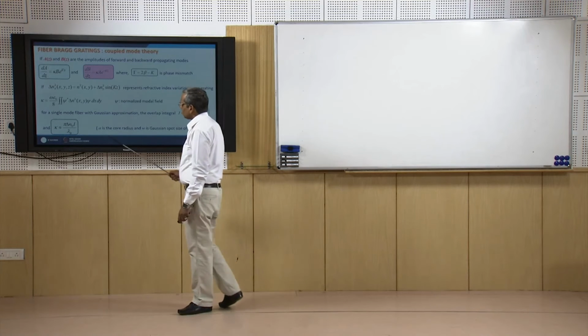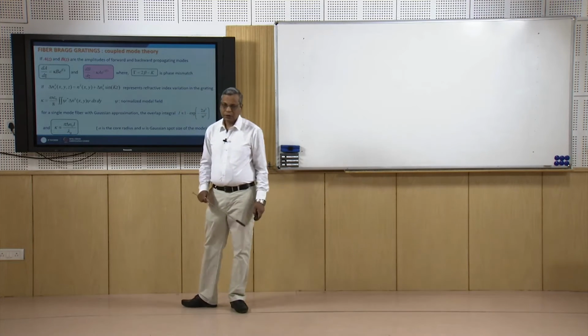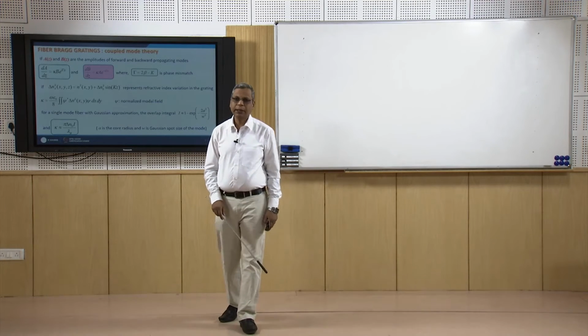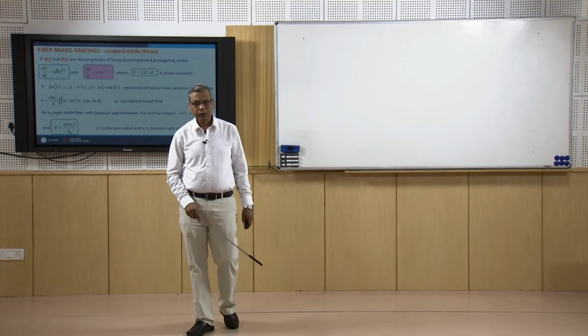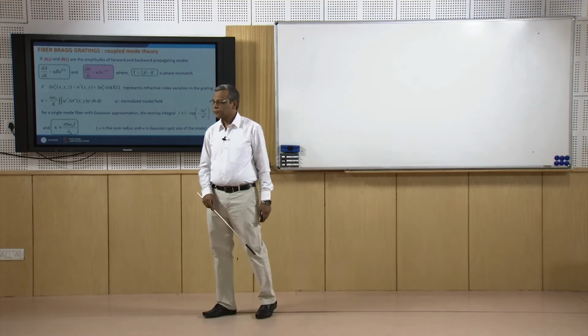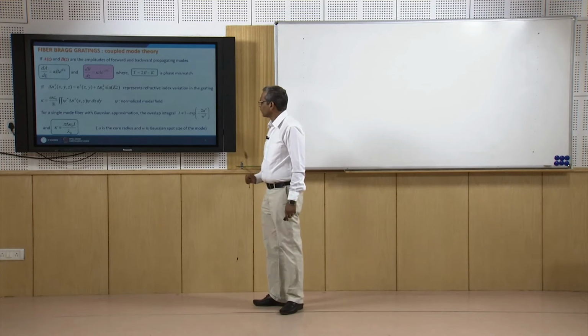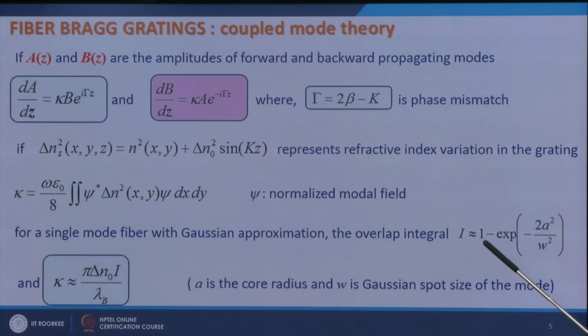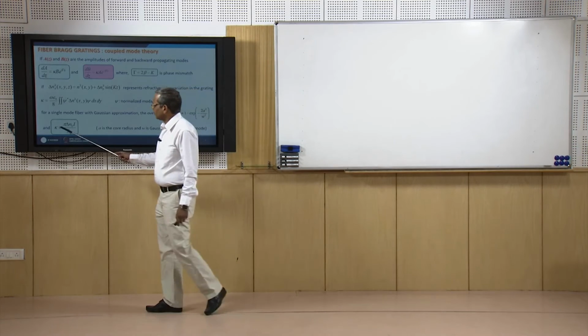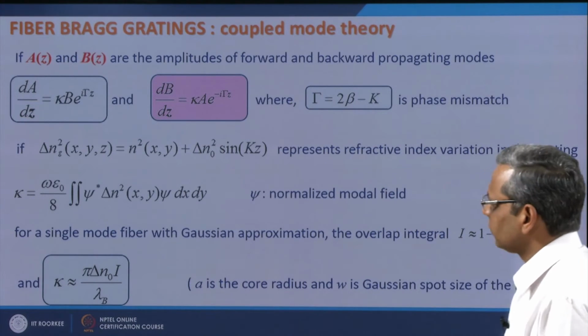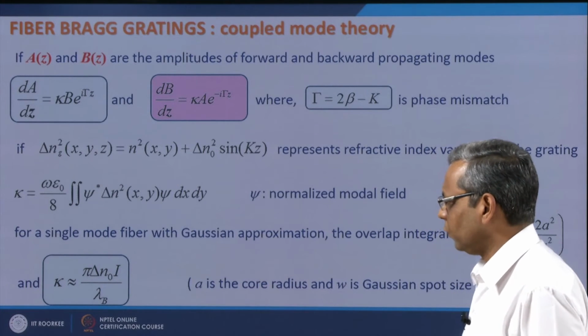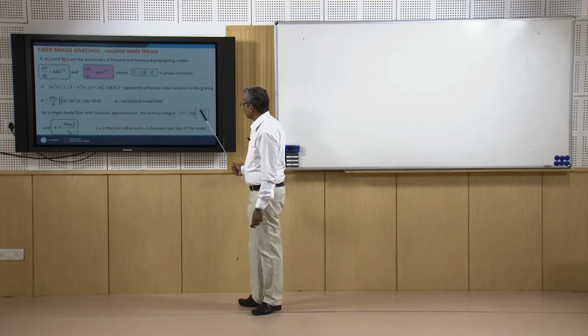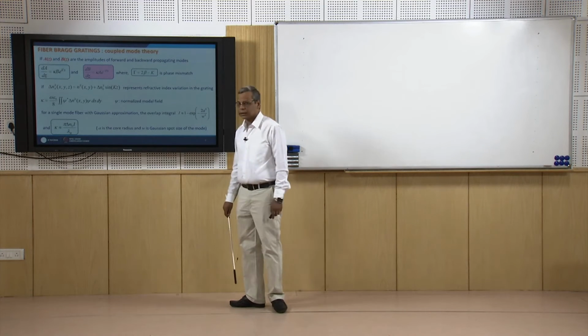Now, if I consider a single mode fiber and consider the Gaussian approximation, that is, I approximate my mode of the single mode fiber by a Gaussian of width w, then this integral can be written as I equal to 1 minus exponential of minus 2a square over w square, and then kappa can be represented in terms of this integral as pi delta n 0 times I over lambda b, where a is the core radius and w is the Gaussian spot size of the mode.